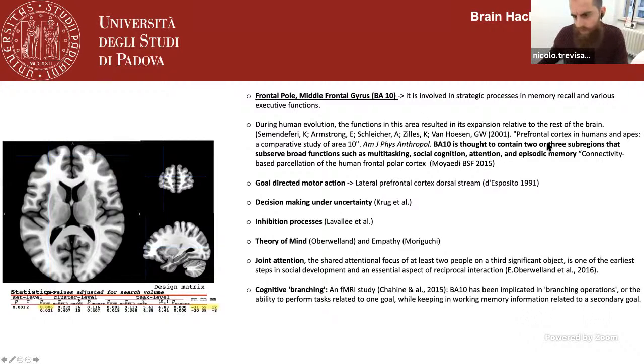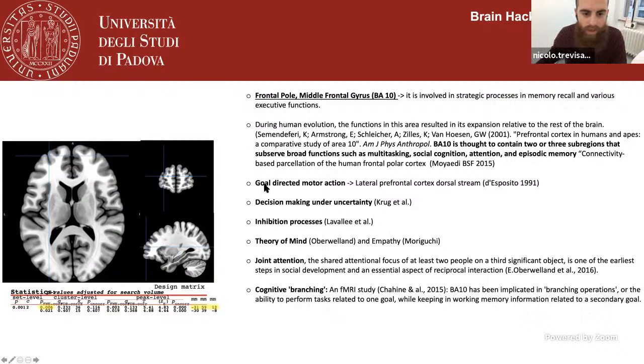But it's also thought to contain 2 or 3 subregions that serve both functions, such as multitasking, social cognition, attention, and episodic memories. All these domains can actually trace back to chess: multitasking, of course, keeping in mind what the moves are going to be; social cognition, understanding the challenger, what's going on in his mind; attention, of course, keeping track of all the moves; and episodic memory.